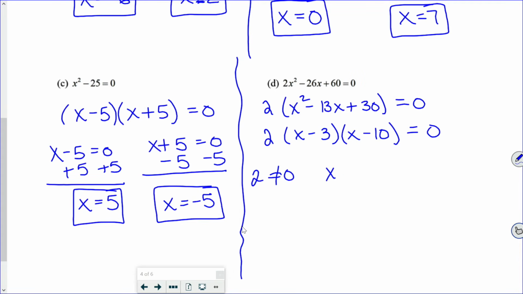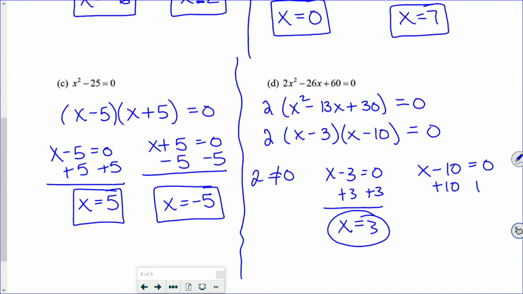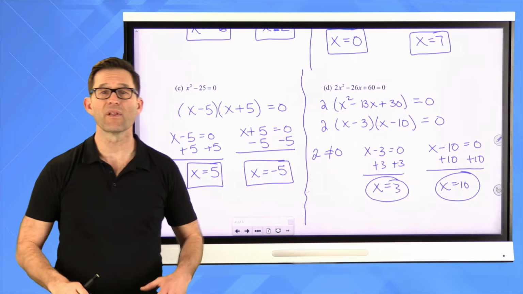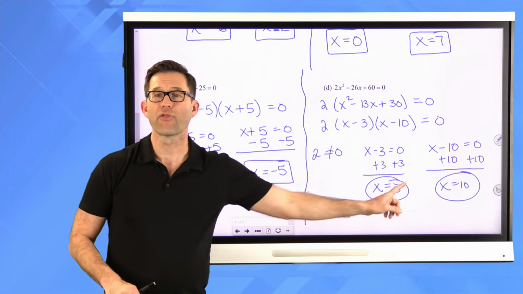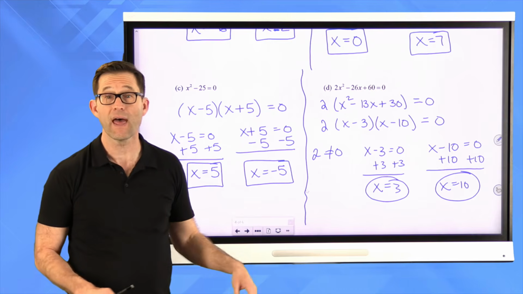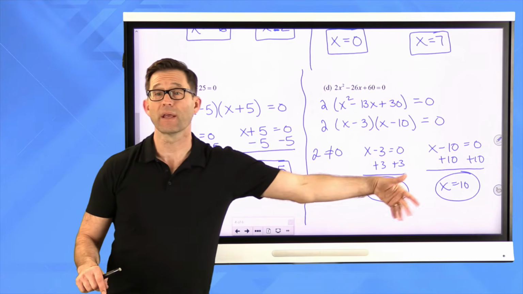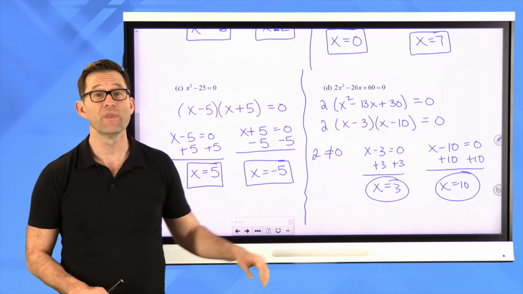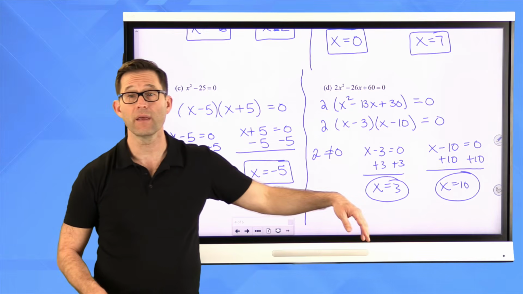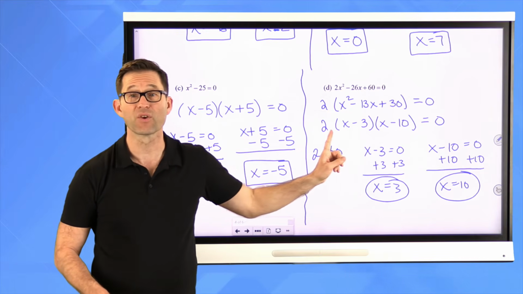On the other hand, x minus 3 could be equal to 0, and x minus 10 could be equal to 0, in which case add 3 to both sides, and I'll get x is equal to 3, add 10 to both sides, and I'll get x is equal to 10, right? But the 2 is really irrelevant, and the last thing I'd ever want you to do is get 3 and 10 and go, oh, 3 and 10, and now I got to multiply them by 2, so I'm going to get 6 and 20. Well, I promise you this: x equals 6 and x equals 20 would not make this equation equal to 0. Try it.